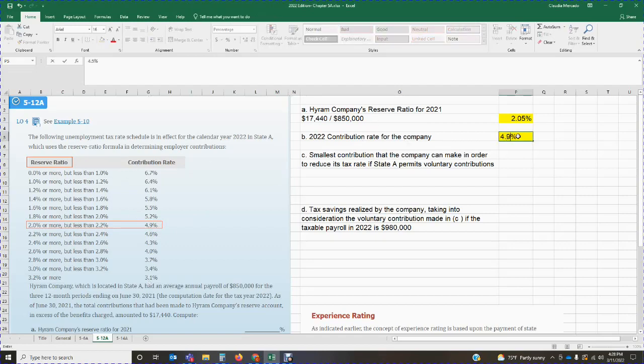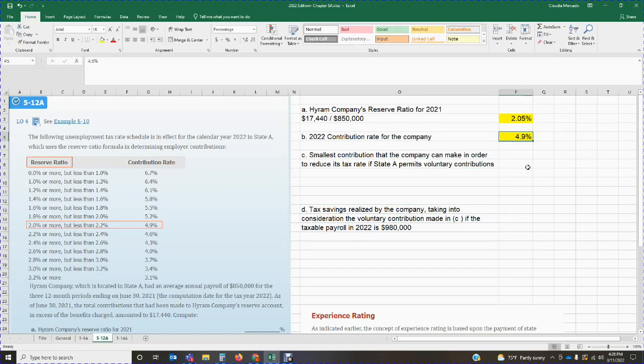Okay. So based on my reserve ratio of 2.05, my contribution rate for the company is going to be 4.9%. Okay, that is how much I'm going to be putting into my state unemployment tax.